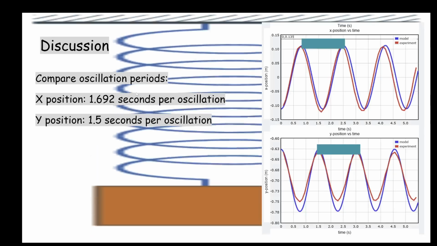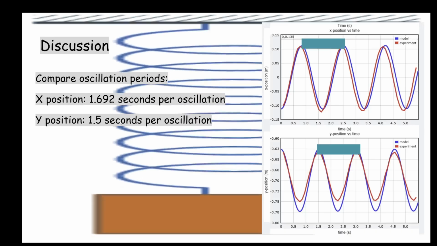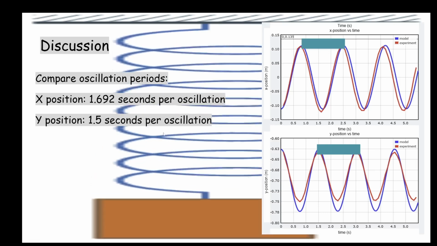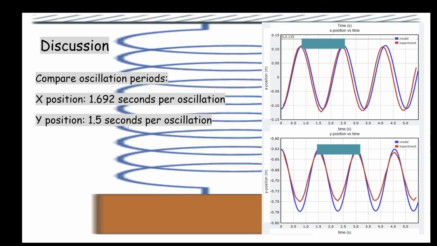So yeah. Discussion, which was comparing the oscillation periods. Here we can see this was the oscillation period for X, here's the oscillation period for Y. The X was 1.692 seconds per oscillation, Y was 1.5 seconds per oscillation.